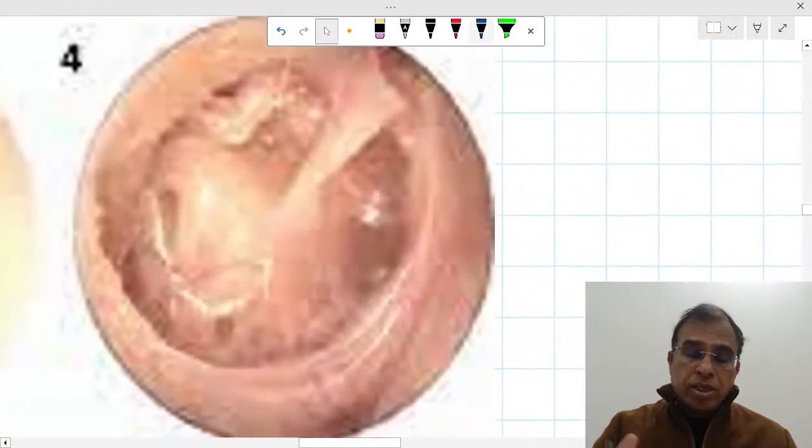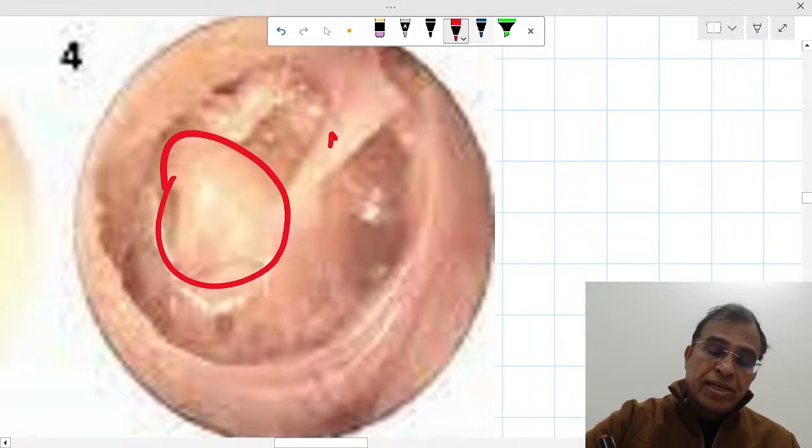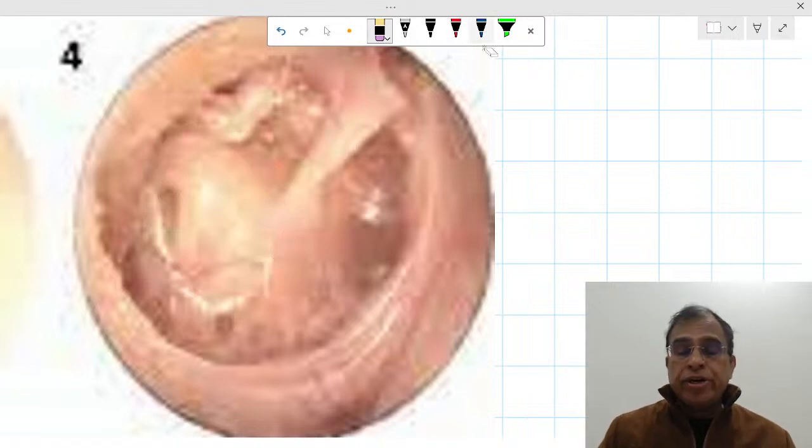And look at this one, you can see the entire promontory along with the handle of malleus and this incus. A big part of the promontory is visible, so this is grade 4 retraction.